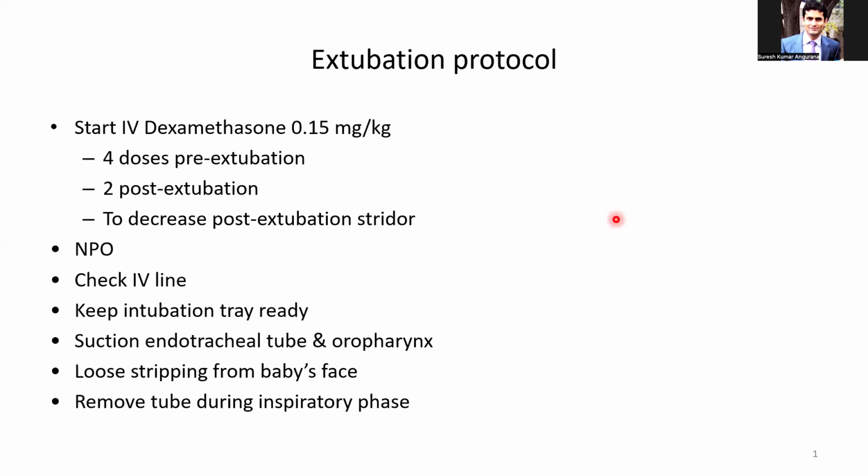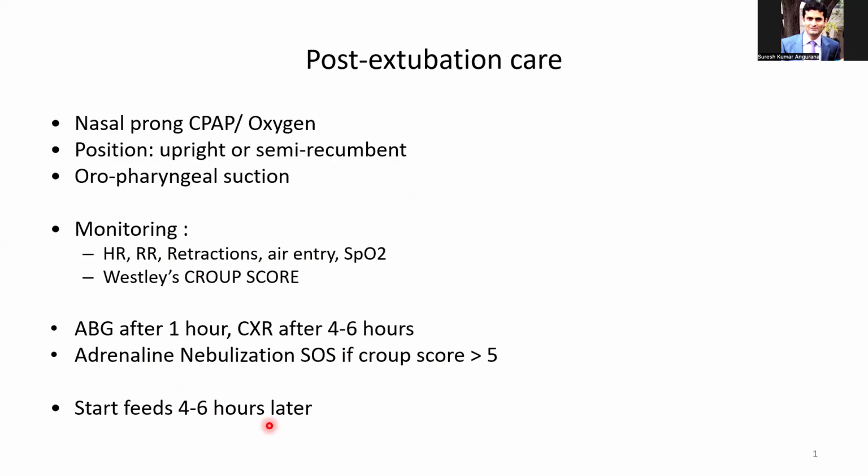So extubation protocol: start dexamethasone 0.5 to 1.5 mg per kg, 4 doses, given 2 pre-extubation and 2 post-extubation, to prevent stridor. Keep the child nil per oral, check the line, and keep the intubation tray ready in case reintubation is needed. Suction the oropharynx, loosen the tape we have used to fix the tube to the patient's face, and then remove the tube in the respiratory phase. Some people also use an Ambu bag while removing the endotracheal tube.